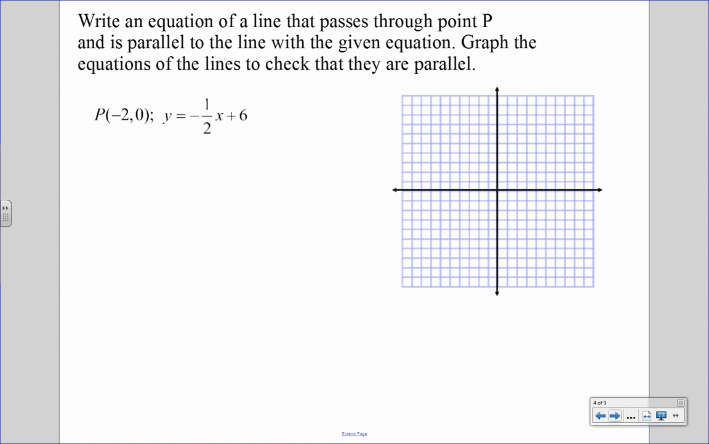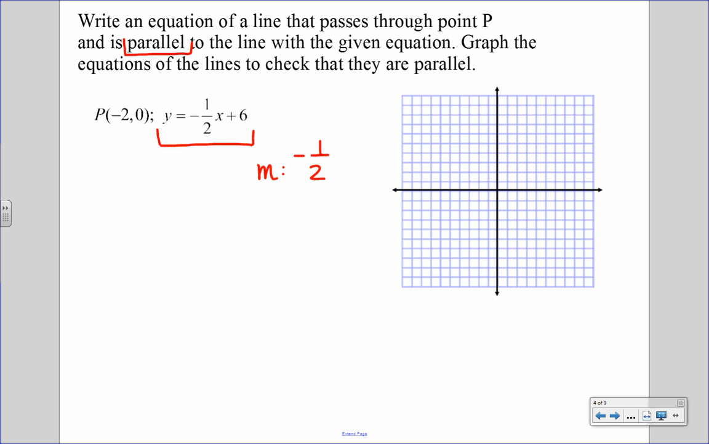All right, so let's look at our very first one. It says, write an equation of a line that passes through point P and is parallel to the line with a given equation. Parallel is our key word. Then we're going to graph both equations of the lines to check if they are parallel. So the first thing we're going to do is I give you an equation, and this equation is going to be parallel to our equation. And since these both are parallel, we know that they have the same slope. And the slope of this equation is -1/2, so our slope is going to be -1/2.